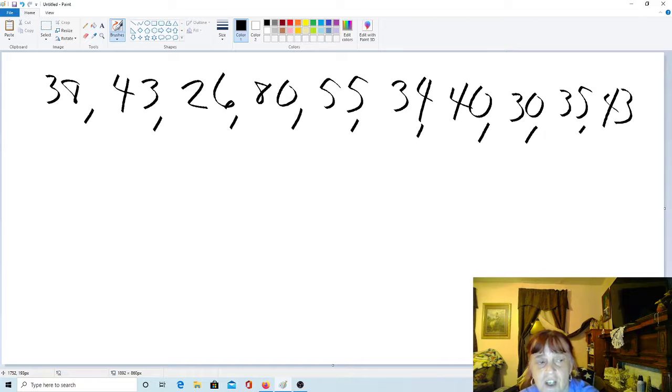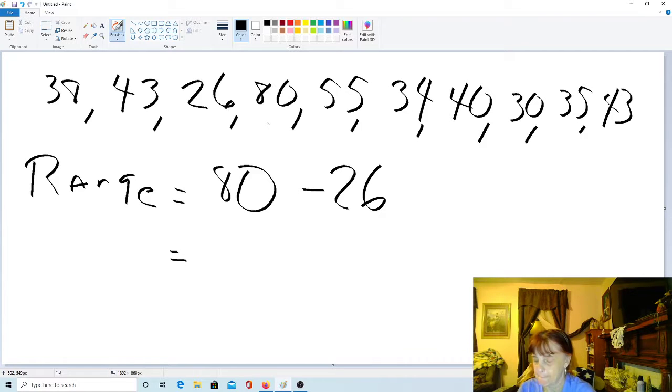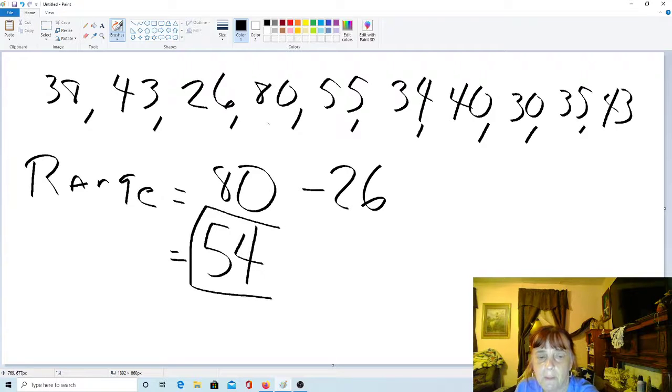Okay, now the range is the highest number minus the lowest. Our largest number, I think, is 80, right? 80 is the biggest number. Now, what's the smallest? 26. 80 minus 26 will be the range, which is 54. So that's called the range.